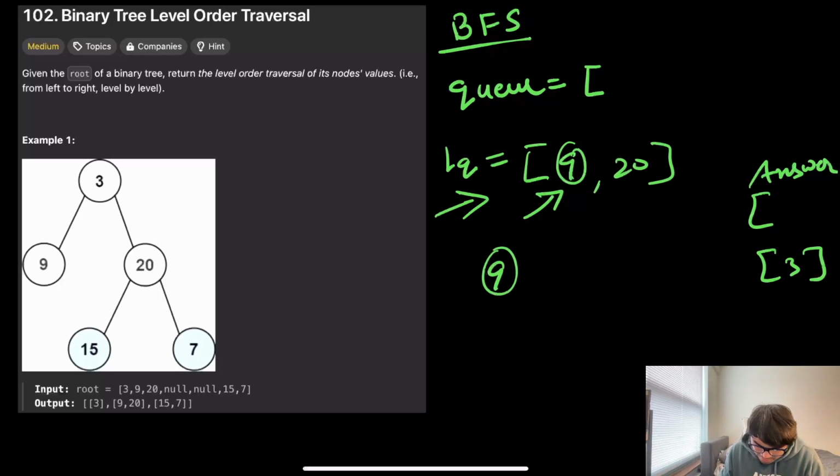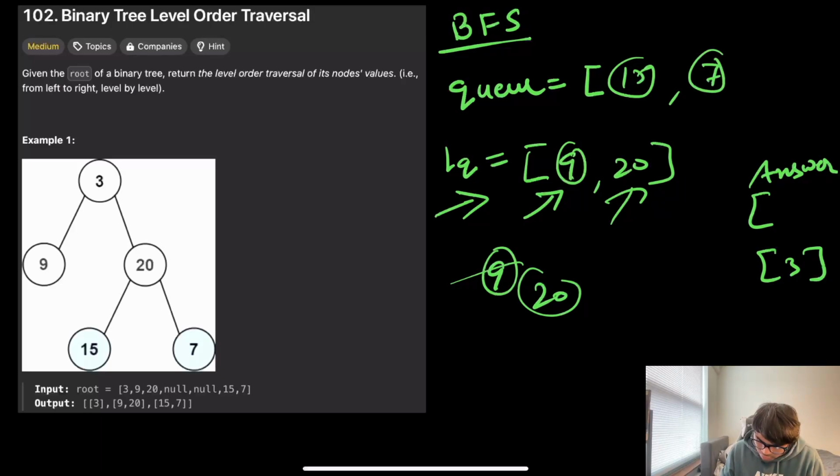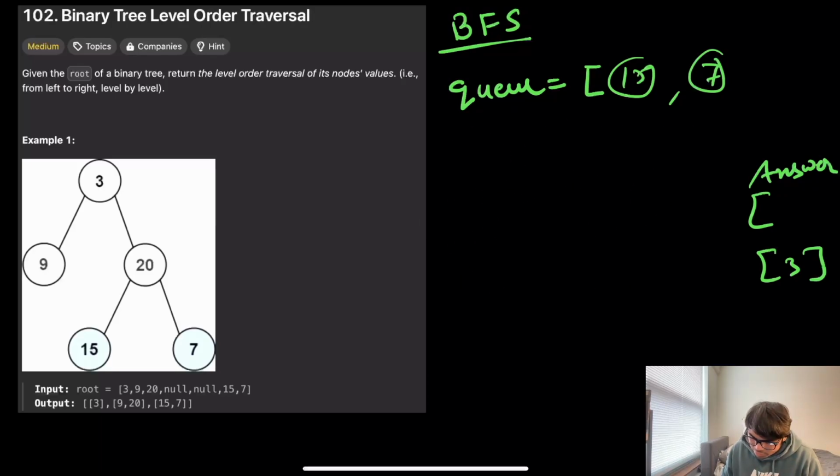So I pop out 9, then 9 doesn't have anything, so this is done processing. Then I pop out 20, and I see it has left and right, so I put both of them here. Then I'm done processing this LQ, level queue, and I was supposed to add that to my answer as well. When I took this snapshot, I'll add the values list to my answer that I will be finally returning, and then I'll place this queue.